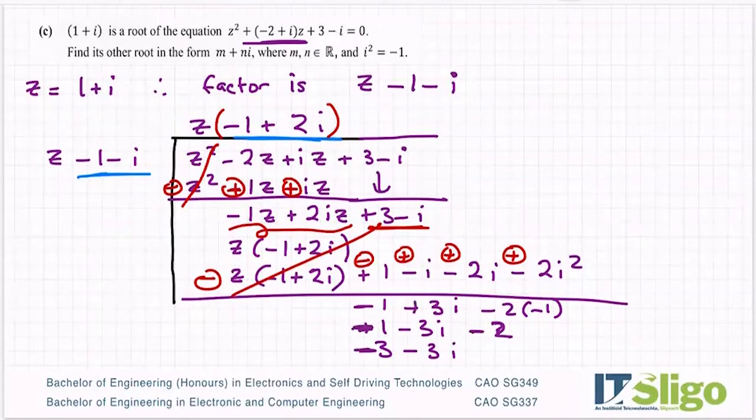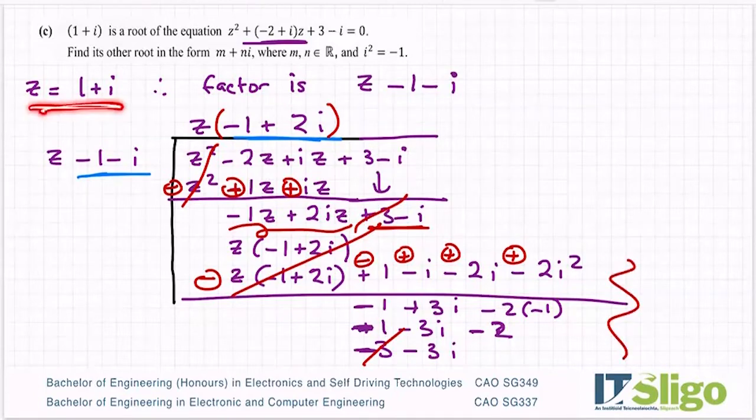Plus 3i. I think I've made a mistake somewhere where I should have minus i, because I can see that the threes are cancelling, and I would expect the i's to cancel as well. Okay, so I've made some little mistake there anyway, but I knew that was going to happen because that's me and long division all over. That's how you do it.